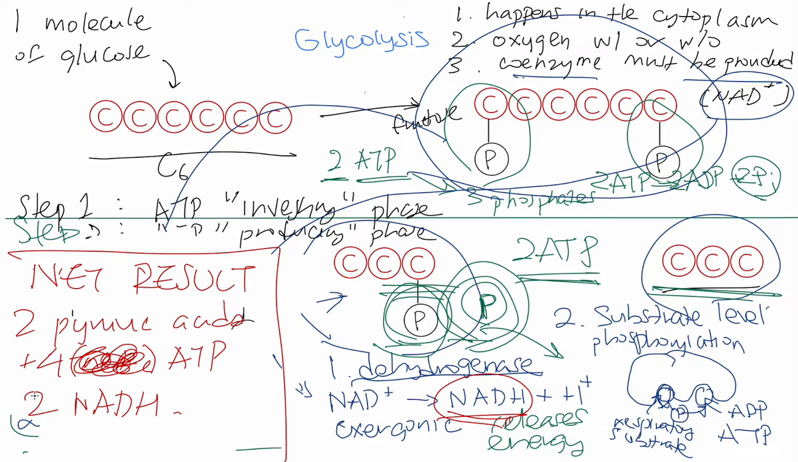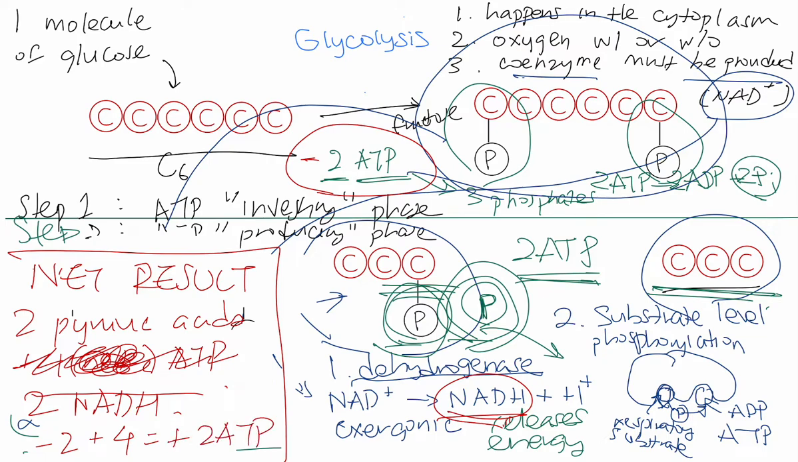Now, it's plus 4 ATP, but you'll remember that in the beginning, we invested 2 ATP, right? So in reality, the net ATP gain is minus 2 plus 4, which equals plus 2 ATP. So the net result of glycolysis is 2 pyruvic acids, 2 NADH, and finally 2 ATP.